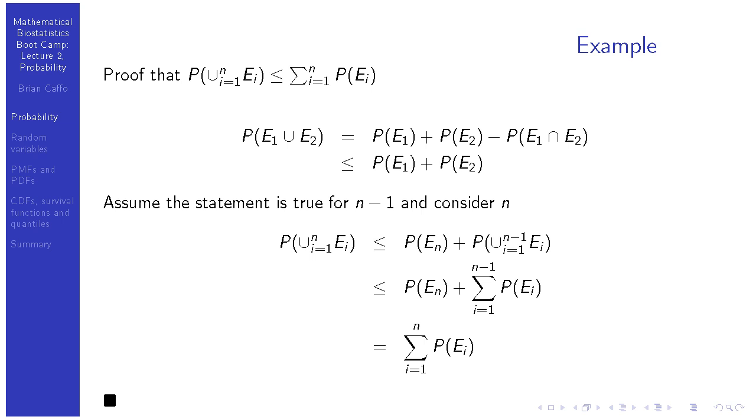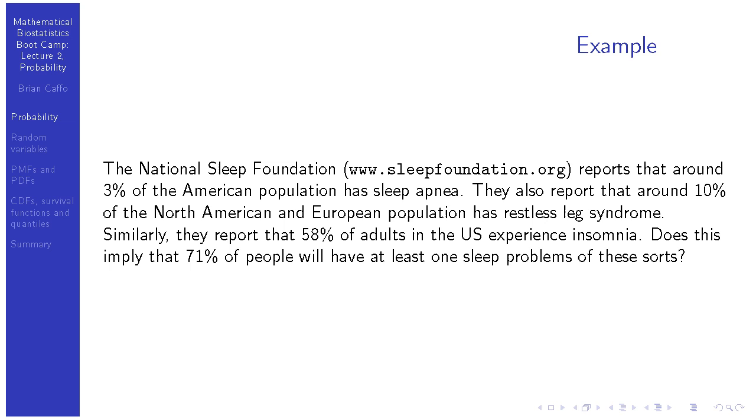This particular one, let's go ahead and take a step back from the mathematics and try and put some of this within a context. So the National Sleep Foundation reports that around 3% of the American population has sleep apnea. This is a sleep disease where the upper airway collapses. They also report that around 10% of the North American and European population has restless leg syndrome. For the purpose of our discussion, let's just assume that this is 10% of the American population. Similarly, they report that 58% of adults in the U.S. experience insomnia.